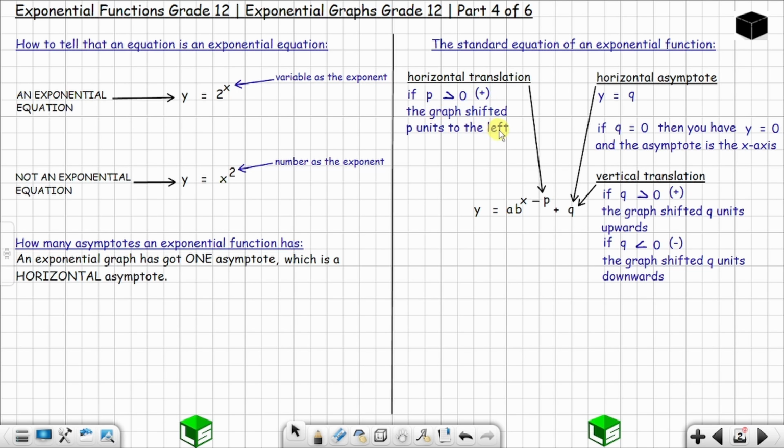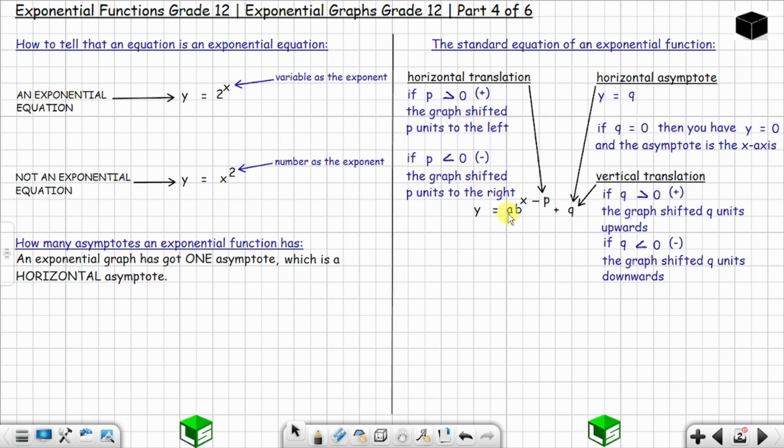You shift to the left. So positive P shifts left. And if P is less than 0, that means P is negative, then the graph has shifted P units to the right. You can see again, when you have negative, you shift to the right. Remember again, negative is always associated with left, but in this case, you do the opposite. When you have negative P, you shift to the right. Please remember that.